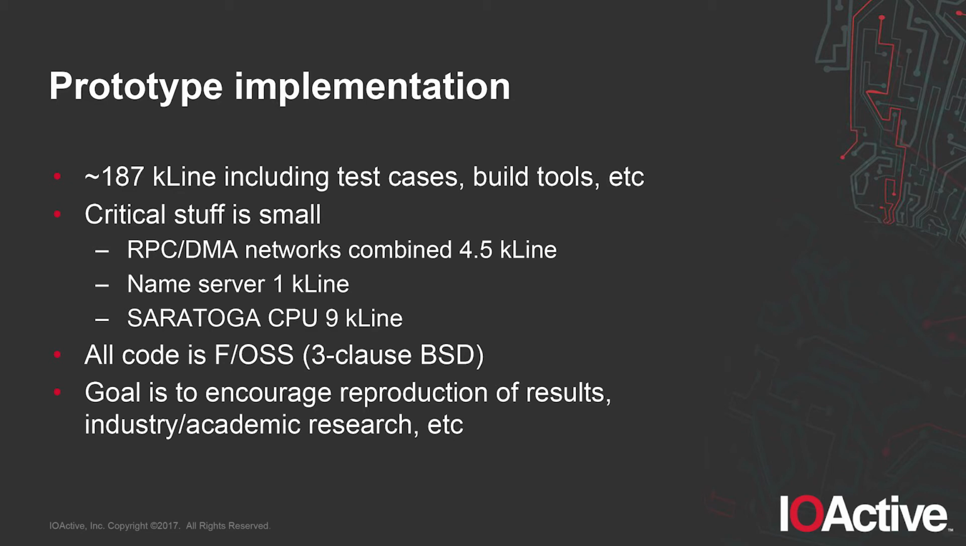We're looking at under 10,000 lines for the CPU. The name server is about 1,000. The other networks combined are a couple thousand lines. The code is all open source. It's released under a 3-clause BSD license specifically to encourage commercial use, reproduction of results, etc.